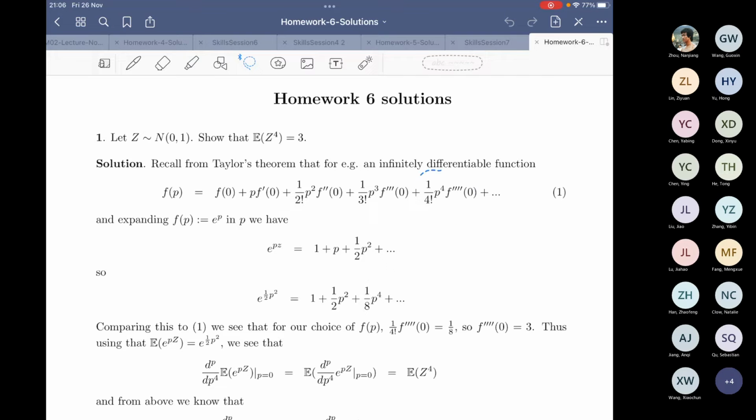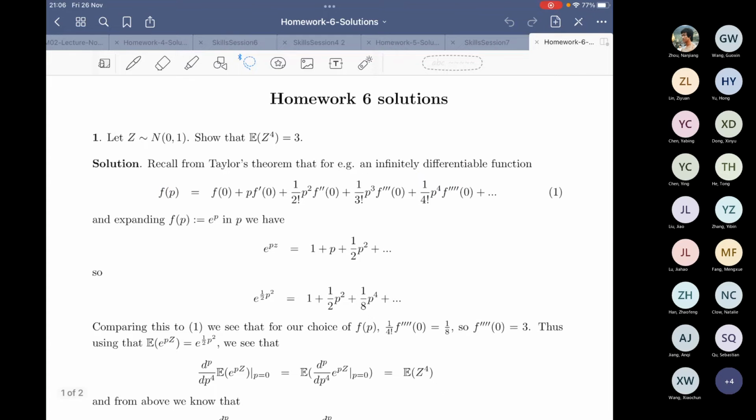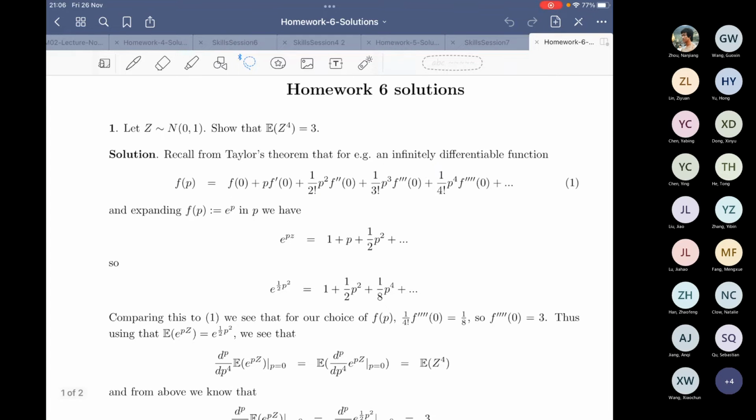So the particular term that we'll be looking at is this: 1 over 4 factorial p to the 4 and the fourth derivative of the function f here, evaluated at 0. Hopefully you're familiar with this kind of thing, although we don't usually have to go to fourth order, but we do for this particular question.